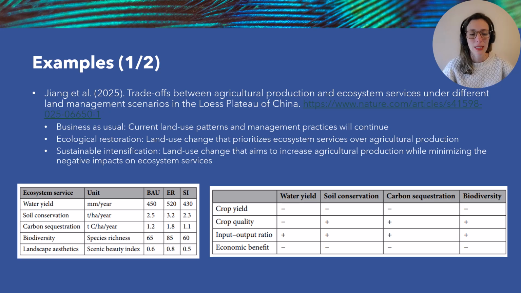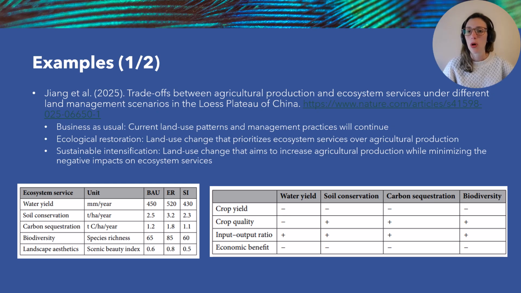Okay, so now let's move to some examples. The first example comes from a study published this year in Nature. The goal of this study was to evaluate the trade-offs between agricultural production and ecosystem services under 3 different land management scenarios in China: business as usual, ecological restoration, and sustainable intensification. The study found a very interesting result related to the sustainable intensification scenario.